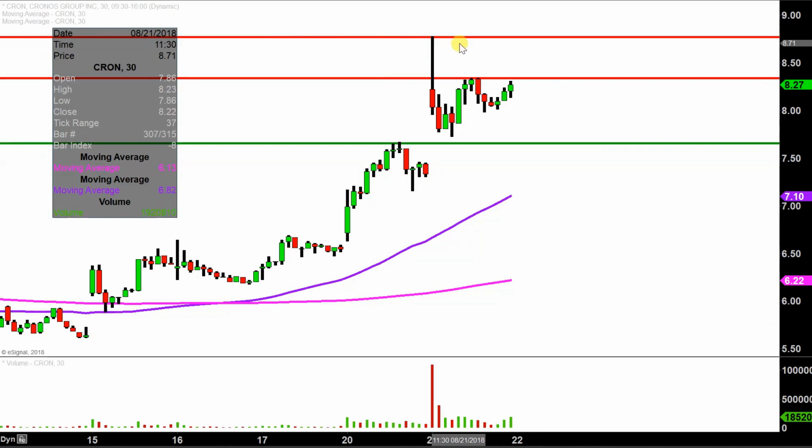But before we start doing battle up at 8.75, bulls first have to prove themselves by getting back up above 8.35. All in all, though, definitely a very nice move over the past couple of days. Volume really kicked up today, so we'll see how this one continues to play out.